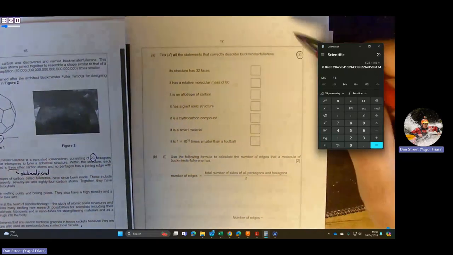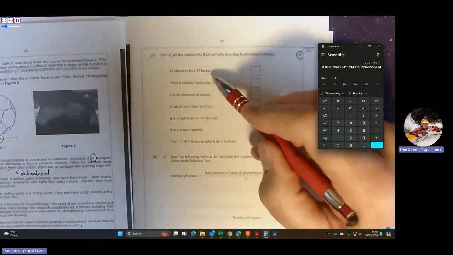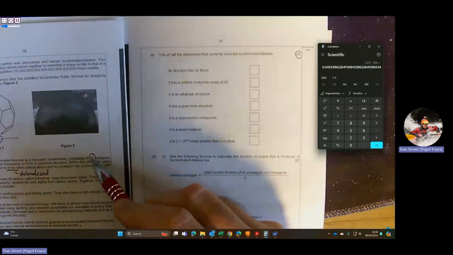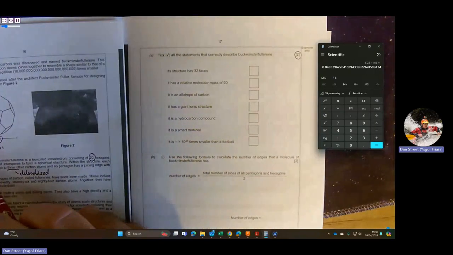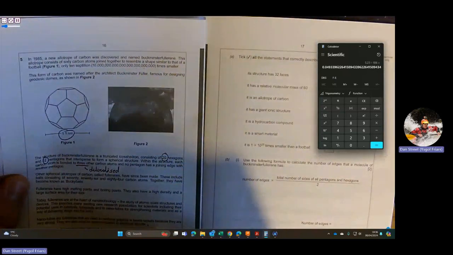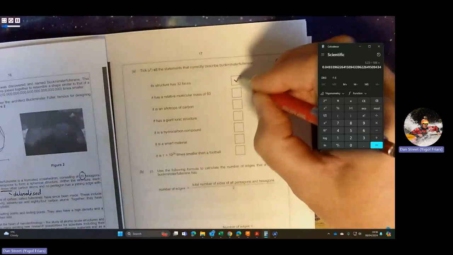okay, because ticks are looked upon as being a little bit easy. Now, its structure has 32 faces. Now, it doesn't actually tell you exactly how many faces it has, but it does tell you it's got 20 hexagons and 12 pentagons. And so if we look at the diagram, okay, we can imagine that 20 hexagons and 12 pentagons, which of course is 32, then there are 32 faces. So that first statement is true.